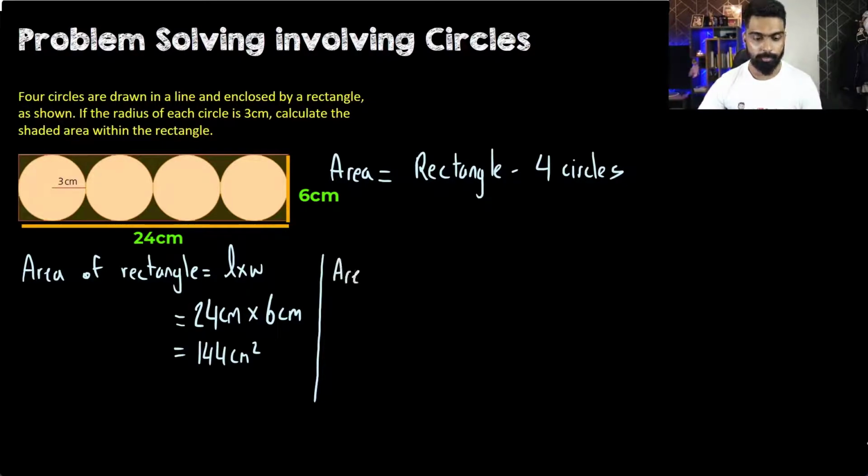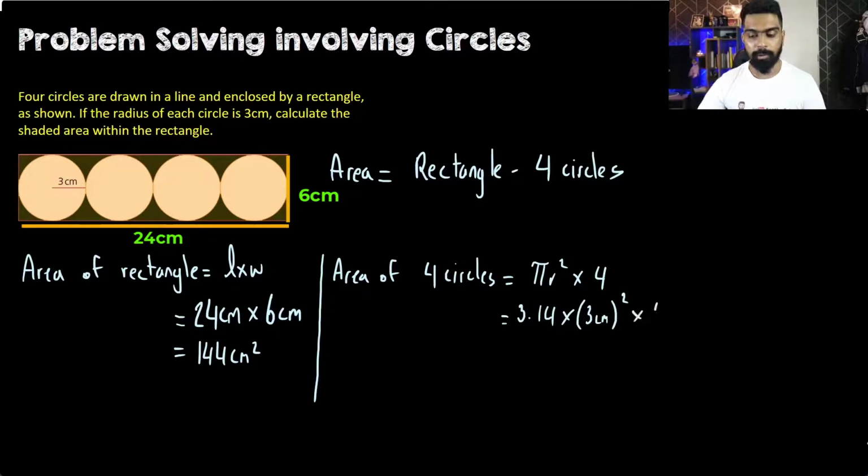So area of 4 circles is equal to pi r square multiplied with 4, right guys? Pi r square multiplied with 4. Now in this question, guys, I'm going to take the value of pi as 3.14. So I have 3.14 multiplied by its radius, which is 3 cm raised to the power of 2, and multiplied by 4 because there are 4 circles, right guys? So what do we have? We have 3.14 times 9 cm square multiplied with 4, right guys?